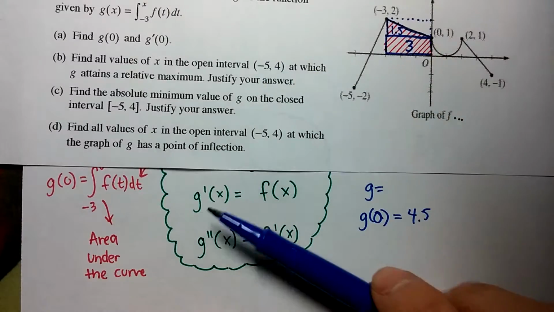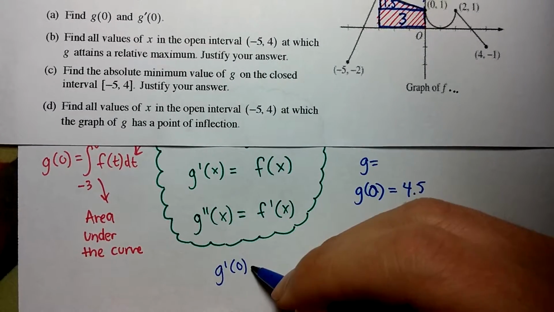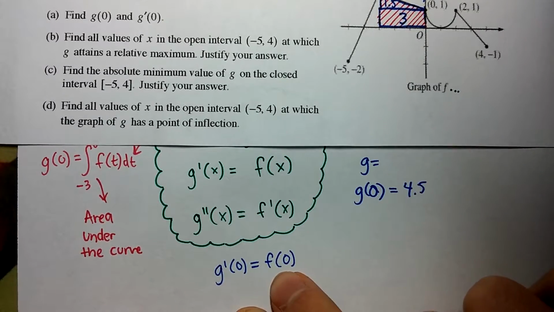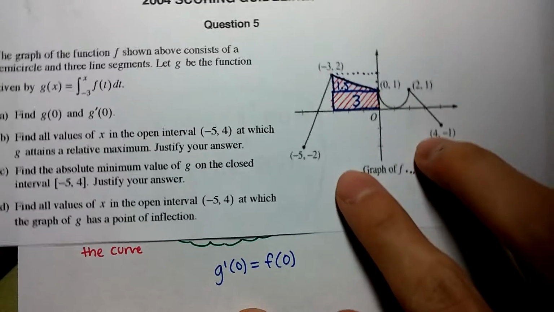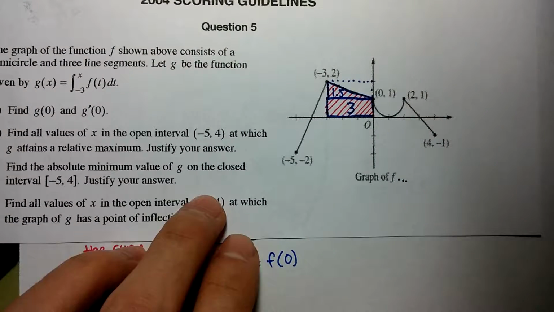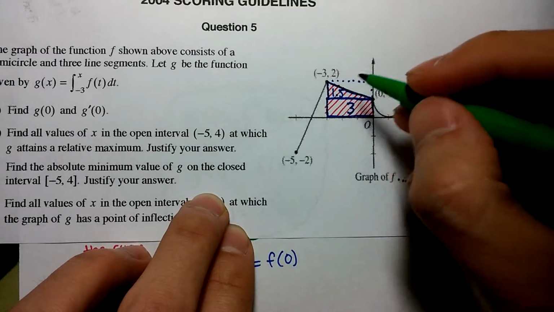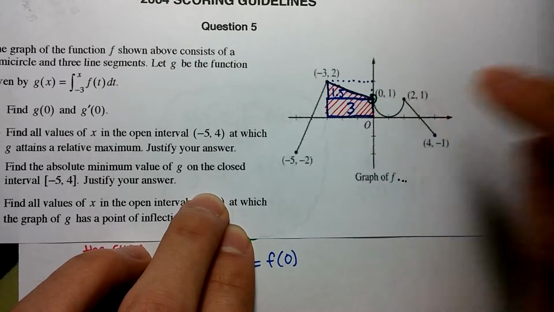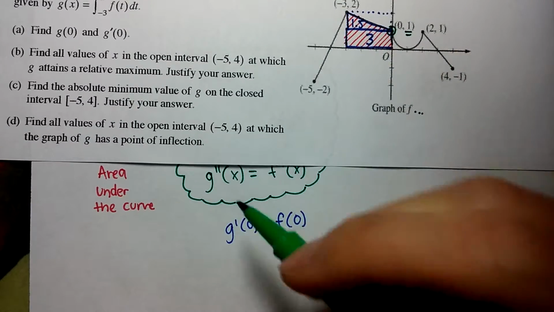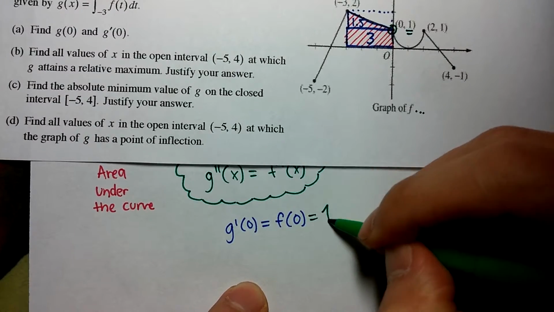And if I want to know g prime of 0, then really I just need to figure out what is f of 0. Okay, f of 0 can be interpreted from the graph. F of 0 is given right here. It is exactly going to be 1. Okay, so g prime of 0 equals f of 0, and this equals 1.